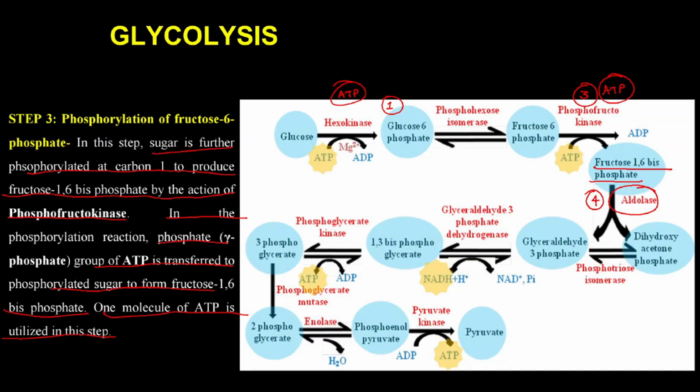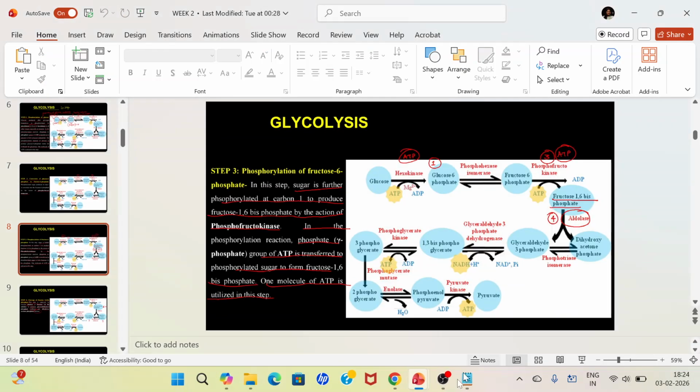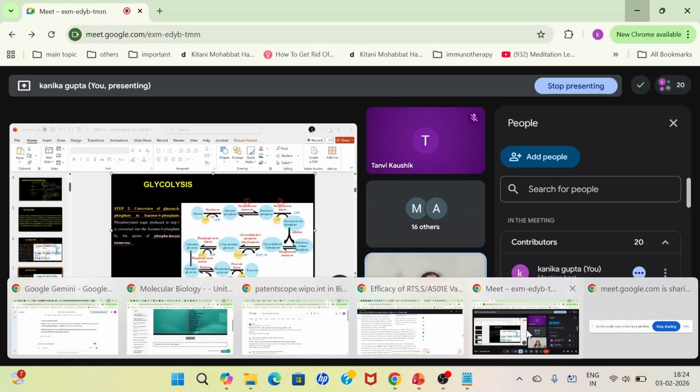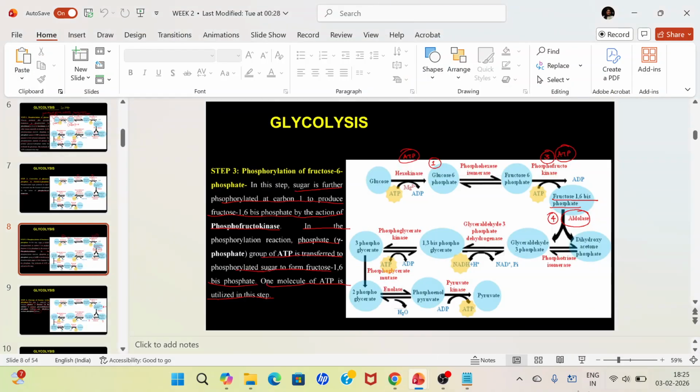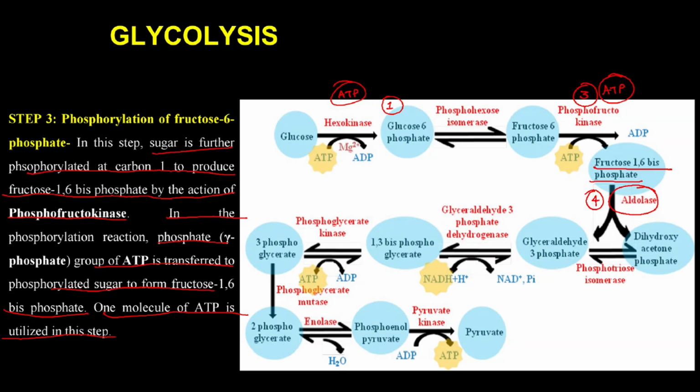Okay, by the action of the enzyme phosphofructokinase. Okay, so it is the enzyme phosphofructokinase. Now, in the phosphorylation reaction, again, the gamma phosphate group of ATP is transferred to the phosphorylated sugar to form fructose 1,6 bisphosphate, and one molecule of ATP is utilized in this step also.